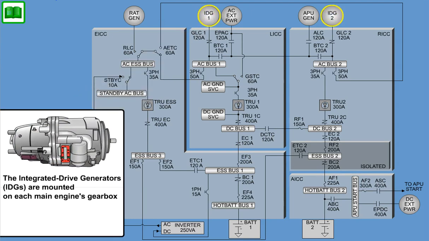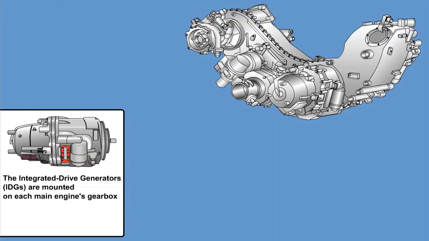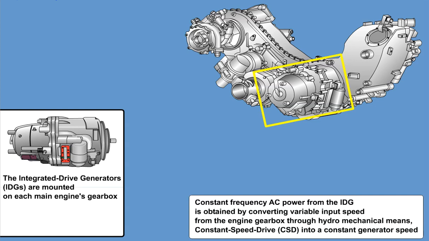The integrated drive generators, IDGs, are mounted on each main engine's gearbox. Constant frequency AC power from the IDG is obtained by converting variable input speed from the engine gearbox through hydromechanical means, constant speed drive, CSD, into a constant generator speed.